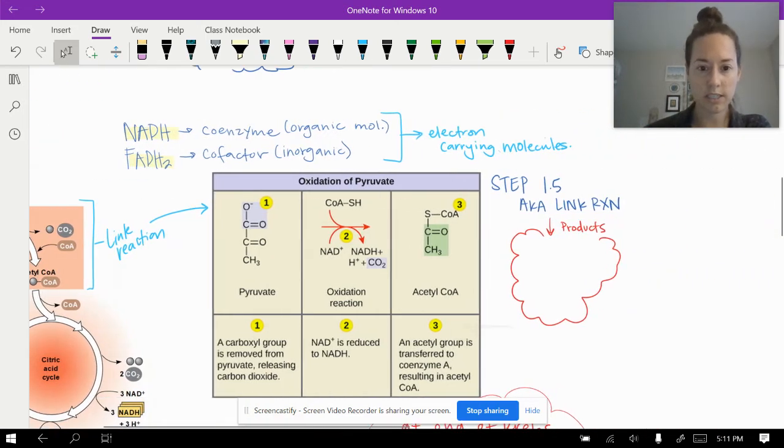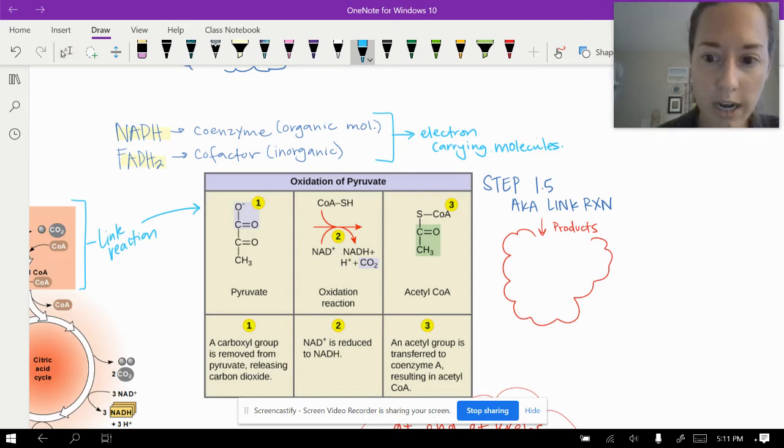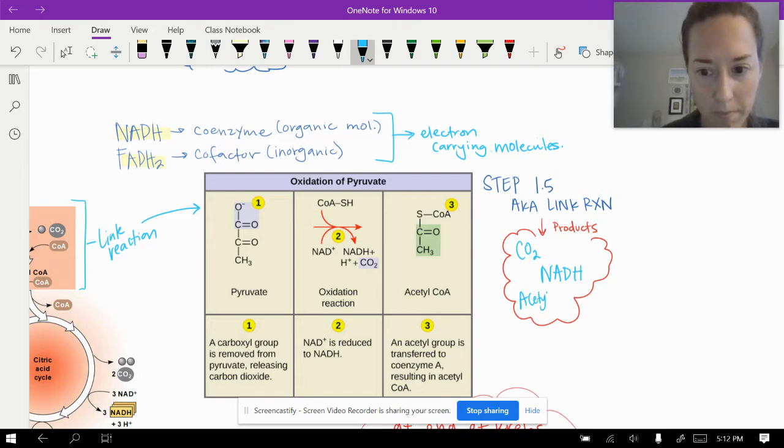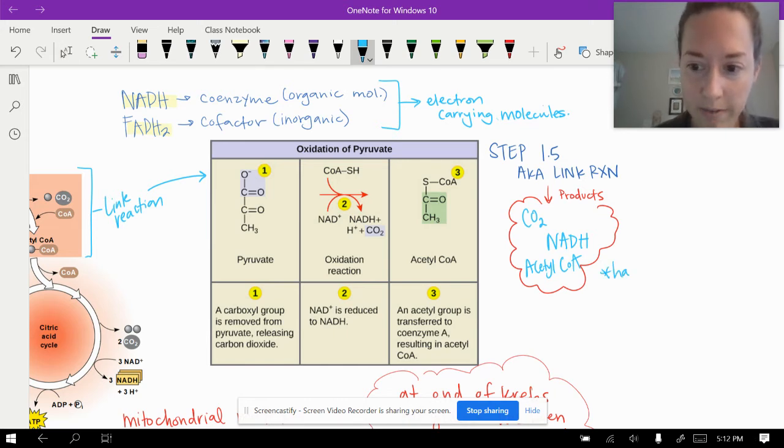So what occurs in step 1.5, which is the link reaction, is carbon dioxide is produced. Also produced is NADH, and finally acetyl-CoA. And acetyl-CoA is what you need to actually start the Krebs cycle. So, hooray, you have what you need. One other thing just to note is that this is happening in the mitochondria.